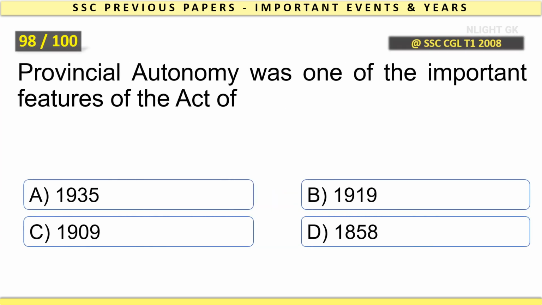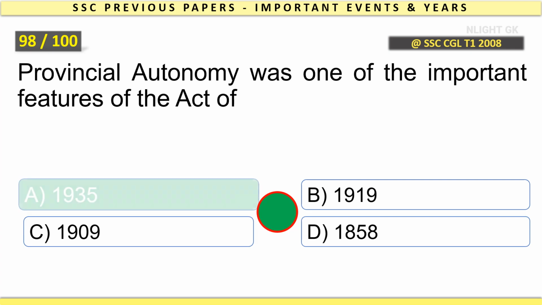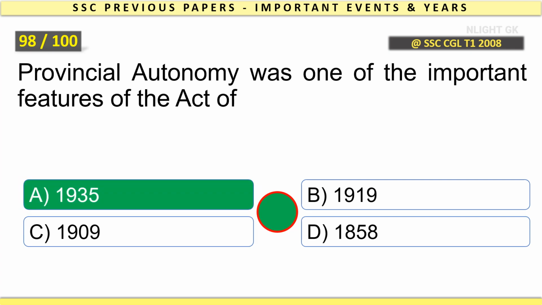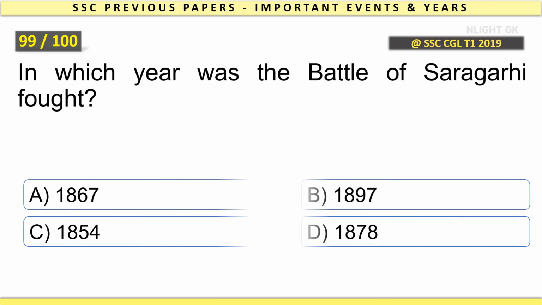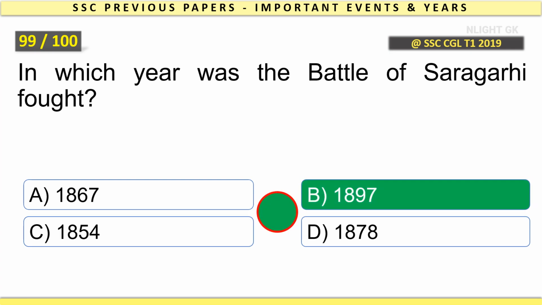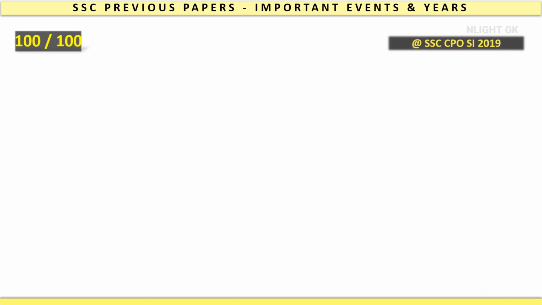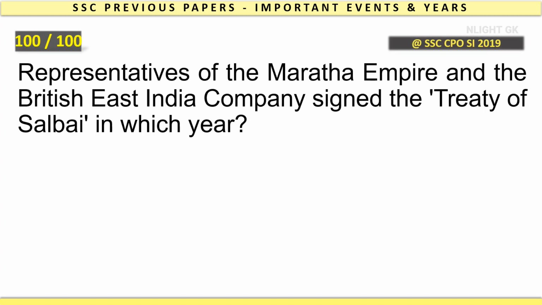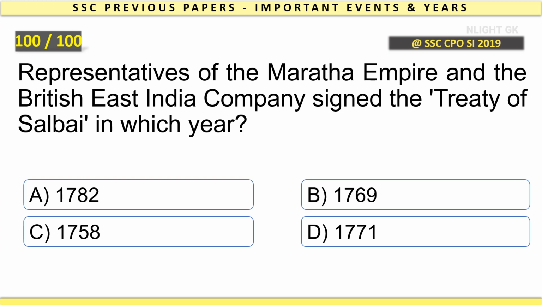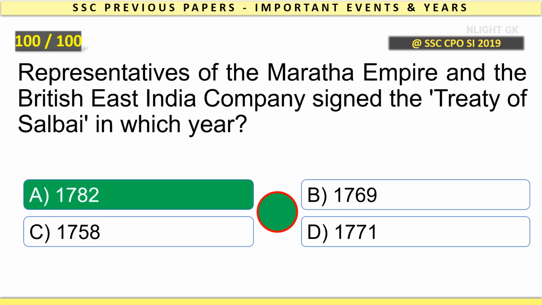Provincial autonomy was one of the important features of the Act of 1935. In which year was the Battle of Saradi fought? In 1897. Representatives of the Maratha Empire and the British East India Company signed the Treaty of Salbai in which year? In 1782.